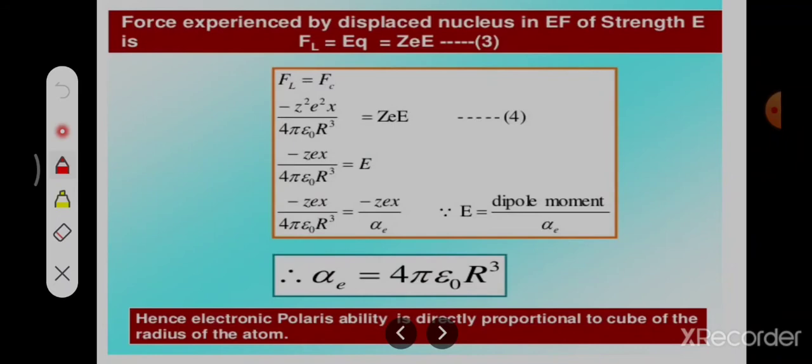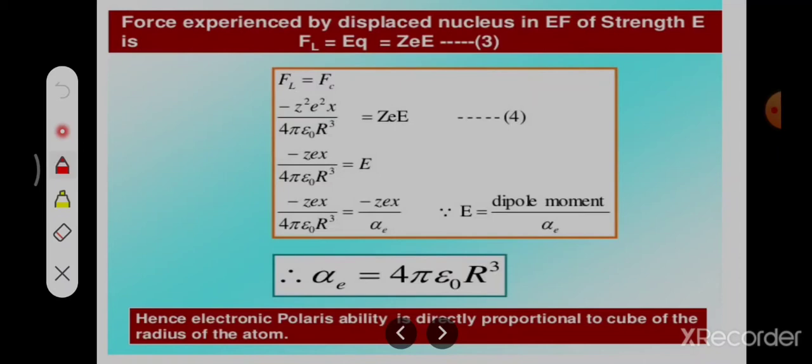The force experienced by the displaced nucleus in an electric field of strength E is FL is equal to capital E into Q, that is equal to Z into e into capital E. Consider it as third equation. FL is equal to Fc. From this, minus Z square e square x divided by 4 pi epsilon naught into capital R cube is equal to Z into small e into capital E. From this, minus Z into e x divided by 4 pi epsilon naught into capital R cube is equal to capital E.